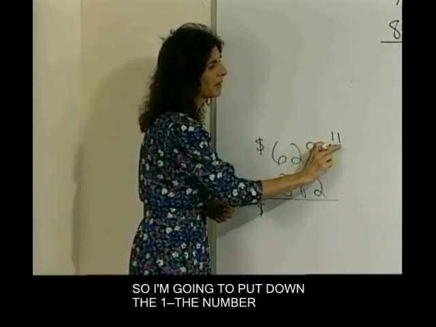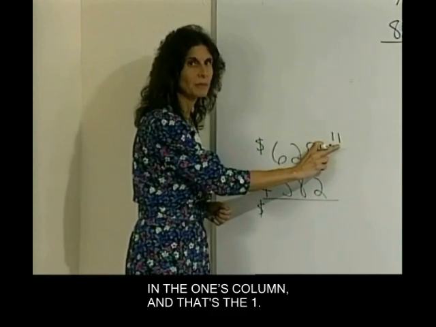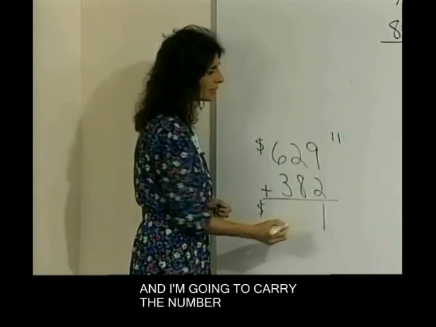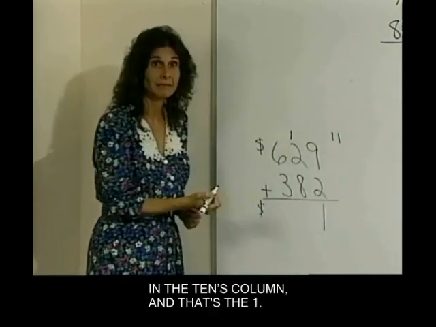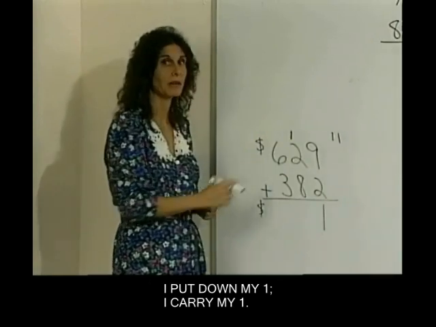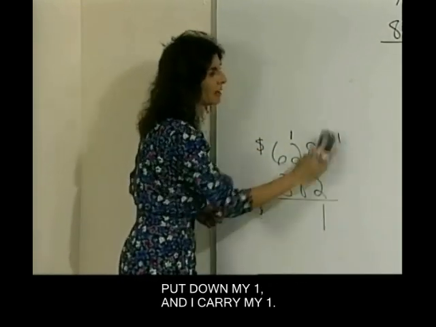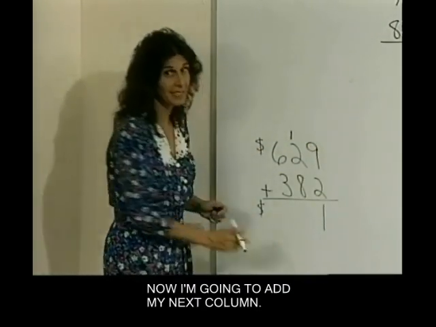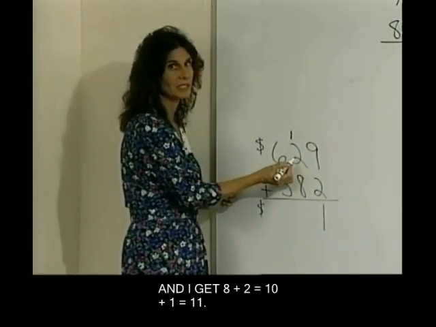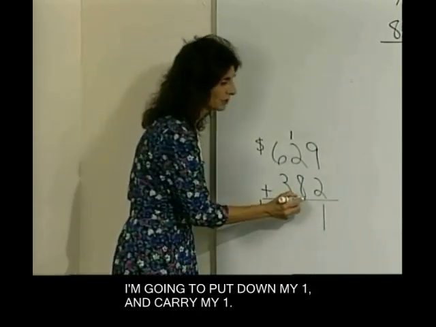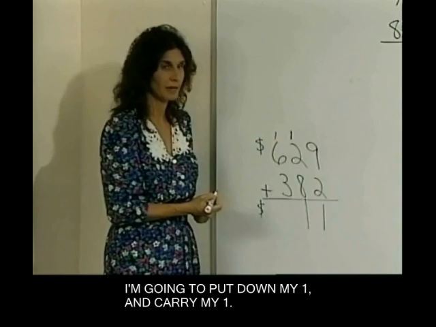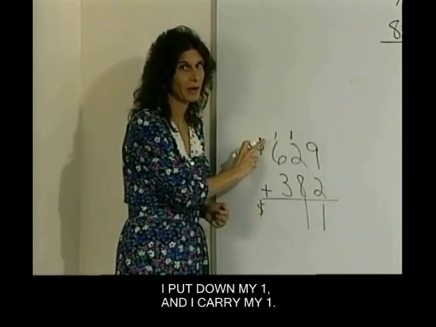So I'm going to put down my 1, the number in the 1's column, and that's the 1. And I'm going to carry the 10, the number in the 10's column, and that's a 1. I put down my 1, I carry my 1. Now I'm going to add my next column, and I get 8 and 2 is 10, and 1 is 11. Guess what I'm going to do again? I'm going to put down my 1 and carry my 1.